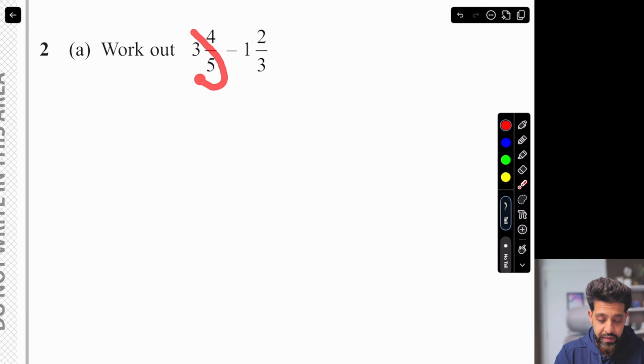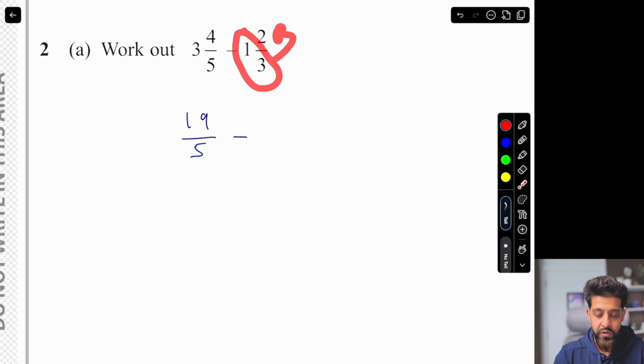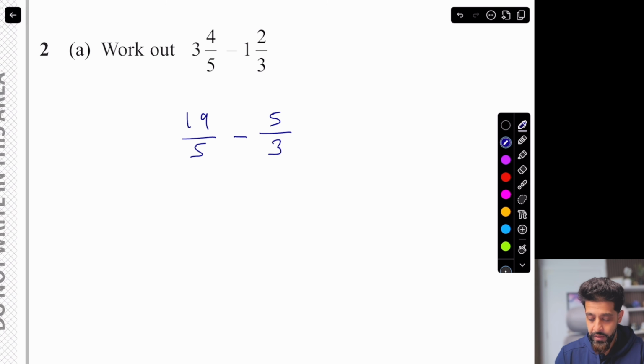We multiply the big number with the denominator, so 3 times 5, and then we add the number on the top, which is 4. So 3 times 5 is 15, add the 4, we get 19. So it becomes 19 over 5. Then minus. We do the same thing here, 1 times 3, that is 3, add the 2, that is 5. So it becomes 5 over 3.